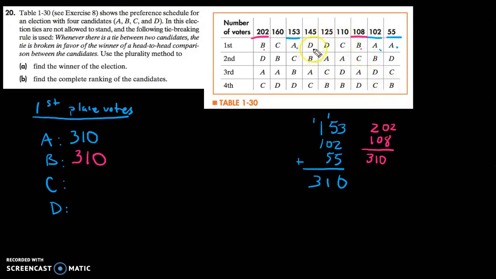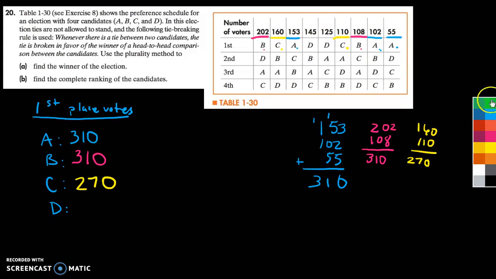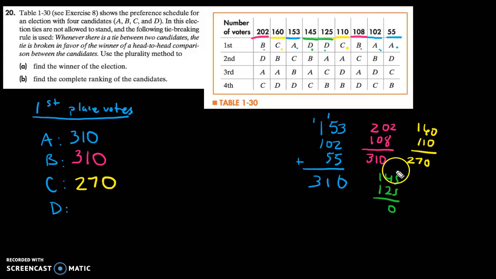And then for C, these 110 people put C first, and also these 160 people. So it looks like they had 270 first place votes. And then D, these 145 and these 125 people all put D. And you don't have to do this, but see how I marked them all off and you can tell that you didn't miss counting any? So just an organizational thing that helps sometimes. So it looks like they also had 270.